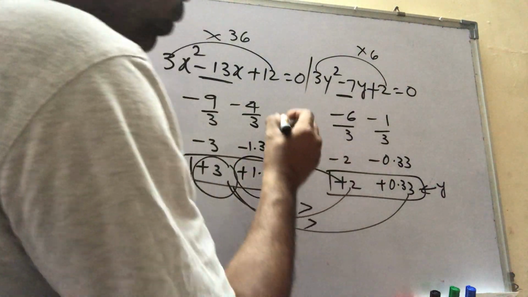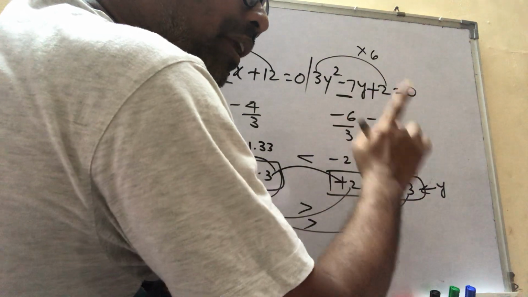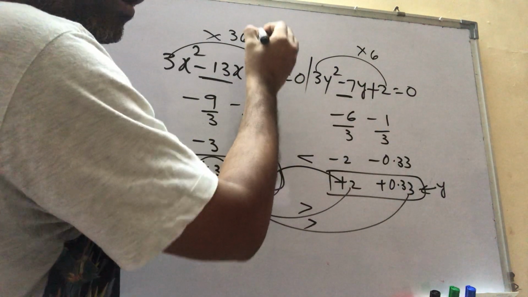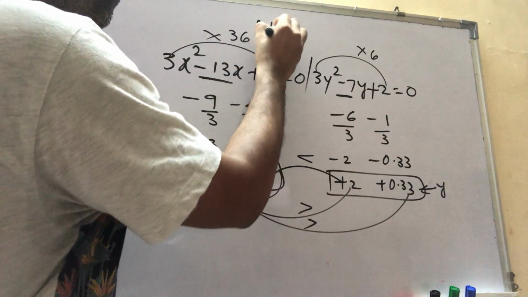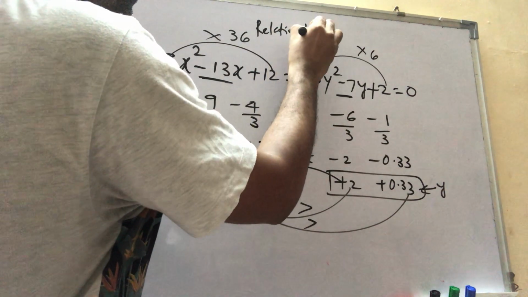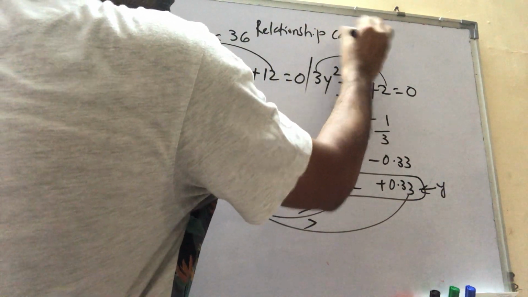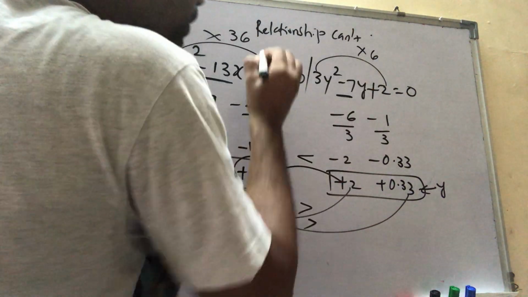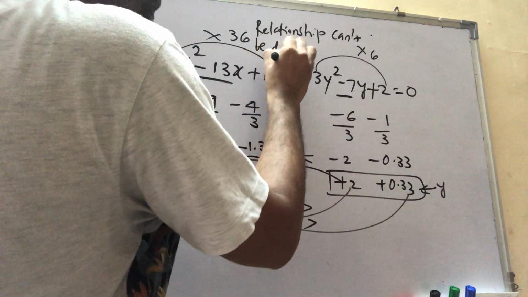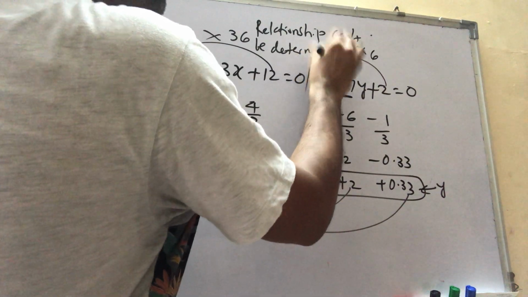So what can we do? Relationship cannot be determined. So here the answer is: relationship can't be determined. Remember this.